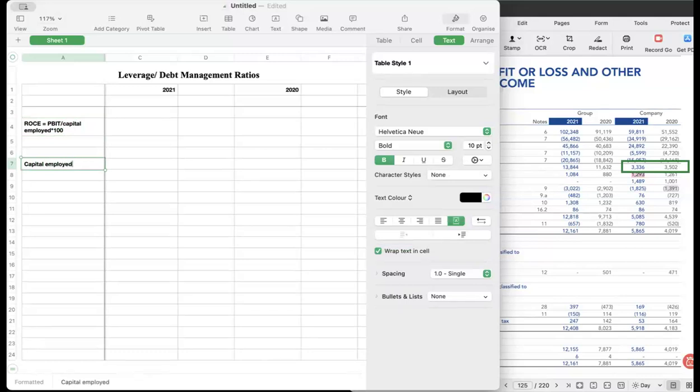So again, you have to calculate the capital employed for these questions. You have two ways of calculating the capital employed. One formula is total assets minus current liabilities, which is the formula that I usually use. There is another formula, which is equity minus non-current liabilities. Okay, this is another formula, but I usually use total assets minus current liabilities.